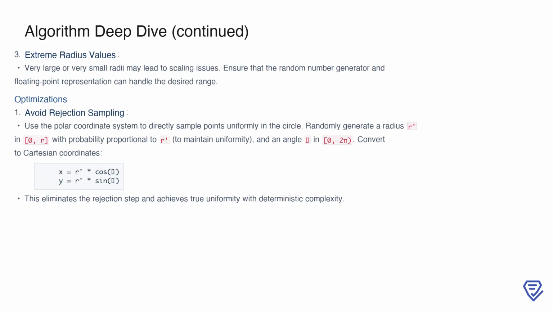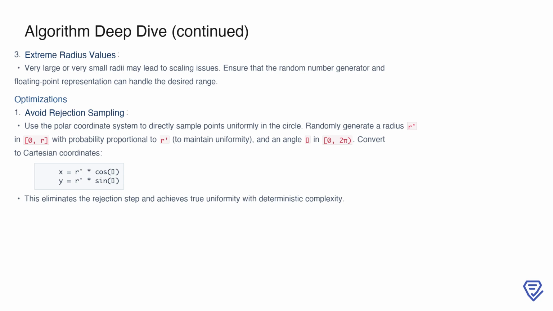Once a valid point is found, it is translated back to the circle's actual center by adding the offsets to the circle's center coordinates, x_center and y_center. The method then returns the resulting point as a list of two coordinates.